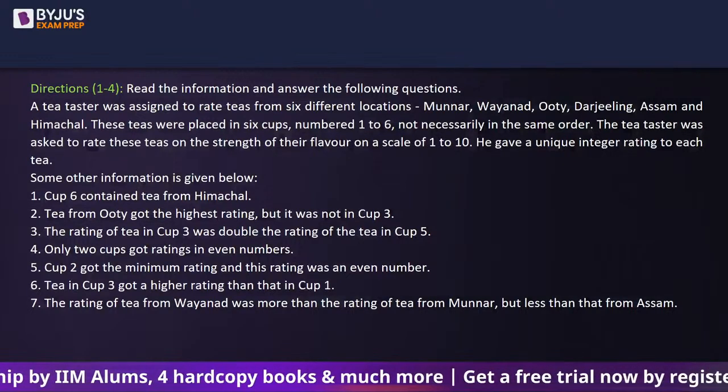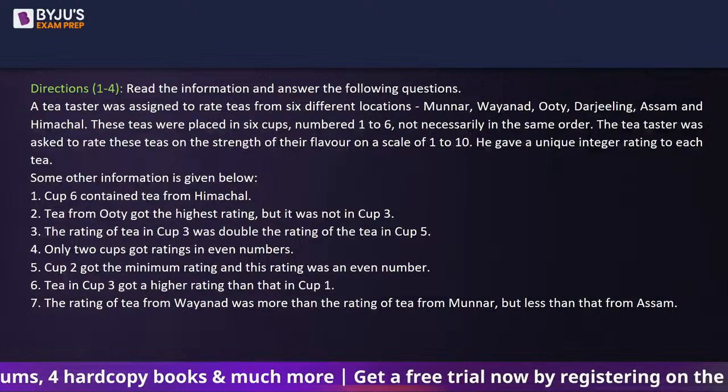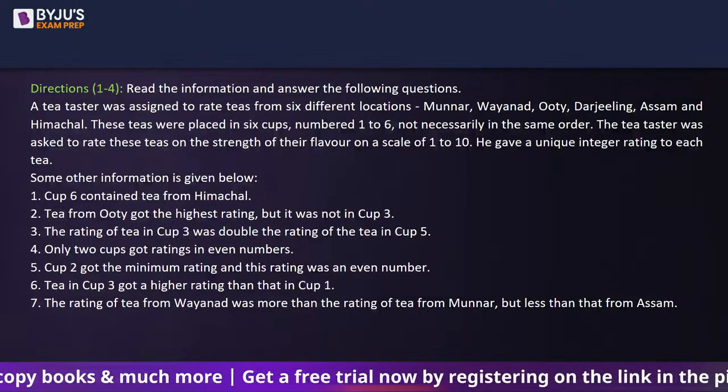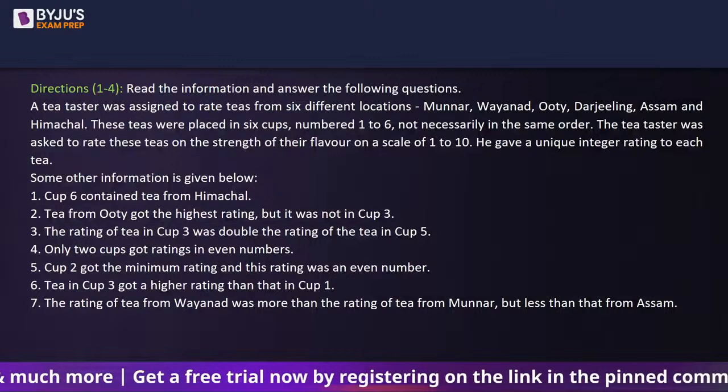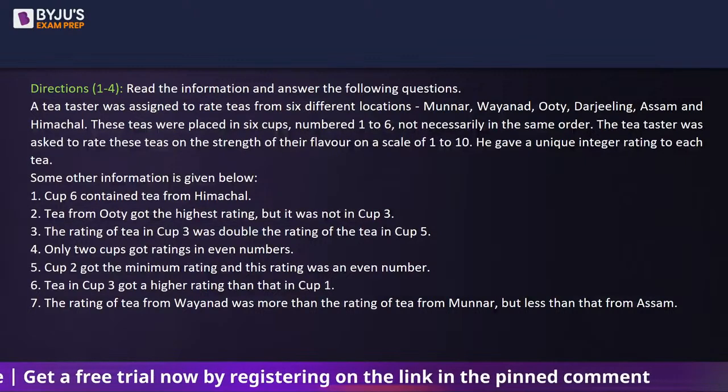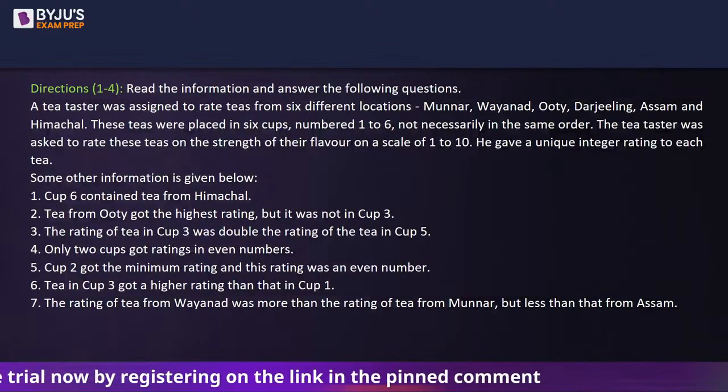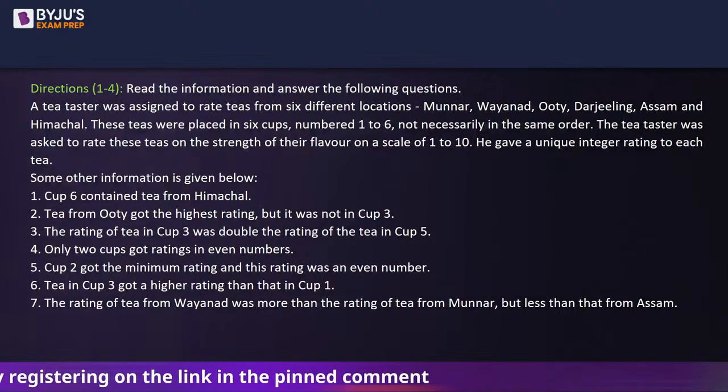So there are 6 cups. There are 6 different locations, but the scale is from 1 to 10, as in out of 10 points on the scale, only 6 are going to be utilized, 4 are not. Some other information is given below.